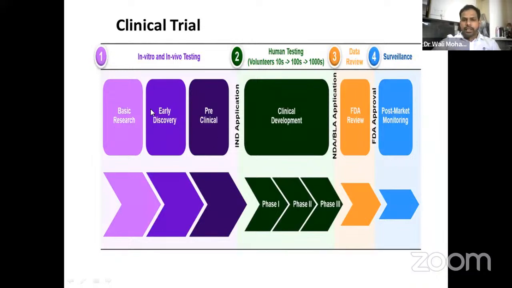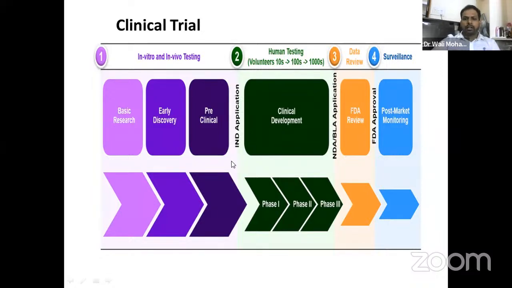Once we get this data from the animals, from the laboratories and from the equipment we used, and once we have estimated the safety and efficacy, we submit those data to the regulatory authorities. For India, it is DCGI and FDA, and likewise different countries have their different regulatory authorities. So in India, we submit all the data to the DCGI. Now it is the part of DCGI to decide whether to give approval to test that drug or procedure or method, whatever it is, in human beings or not.